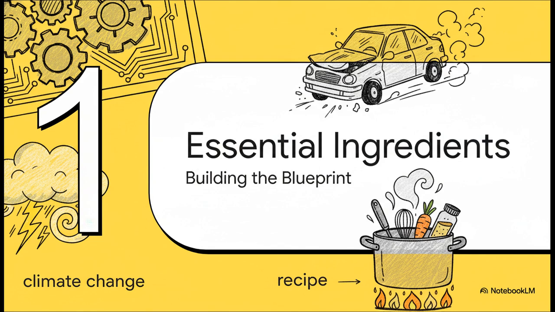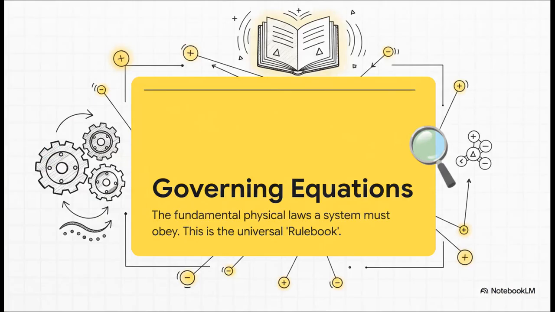So, how do you actually build one of these digital blueprints? Well, it turns out that pretty much every mathematical model out there, whether it's for predicting climate change or simulating a car crash, is built from 3 essential ingredients. Think of it like a recipe. The very first ingredient you need is the set of governing equations. This is basically the universal rule book. You know, the non-negotiable laws of physics, like conservation of mass, momentum, and energy. No matter what we're modeling, it absolutely has to obey these fundamental rules.